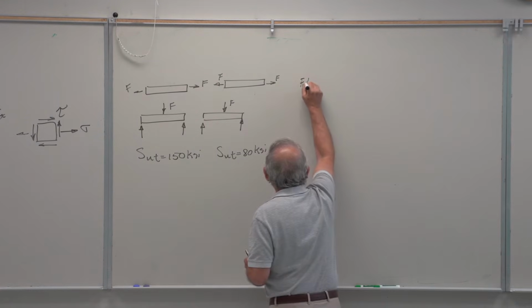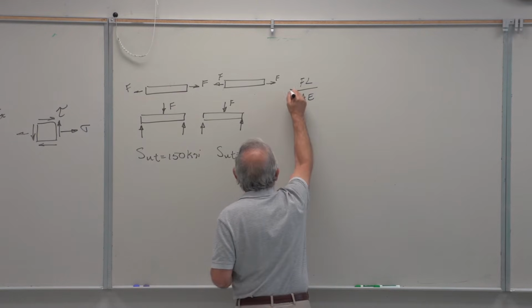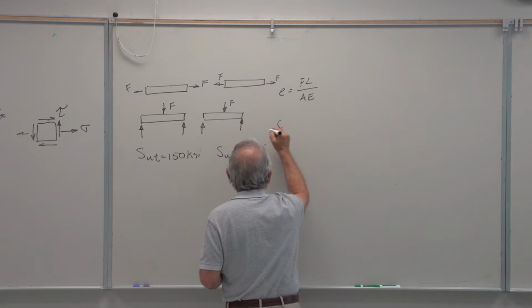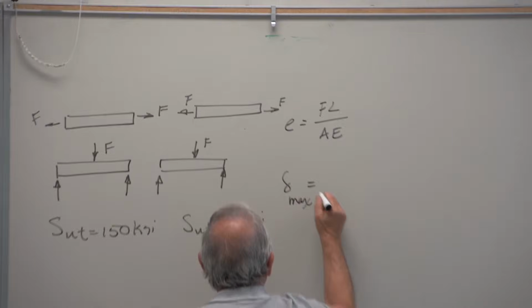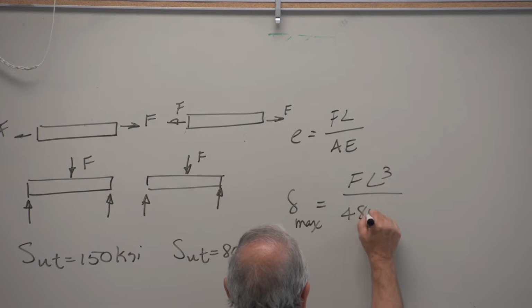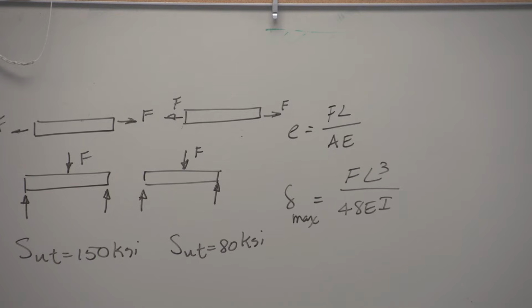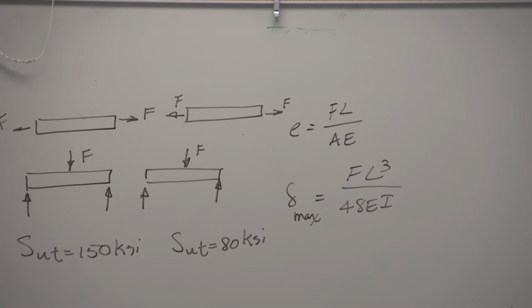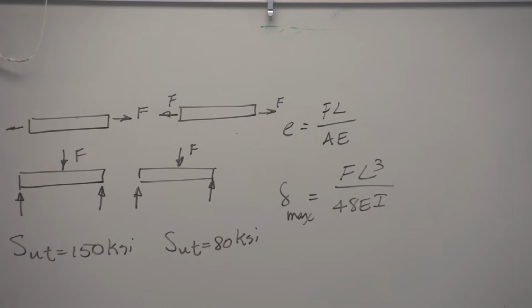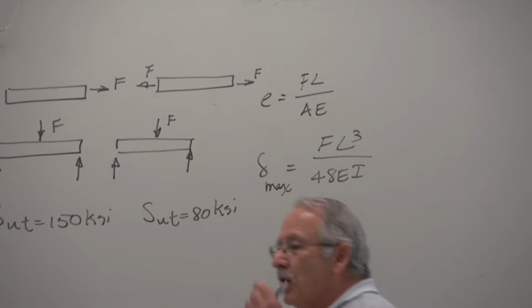PL over AE here. For this, delta max in the middle of the beam is PL cubed over 48 EI, if I remember correctly. I hope that's right. There's no strength in those two equations. It's immaterial what the strength is.